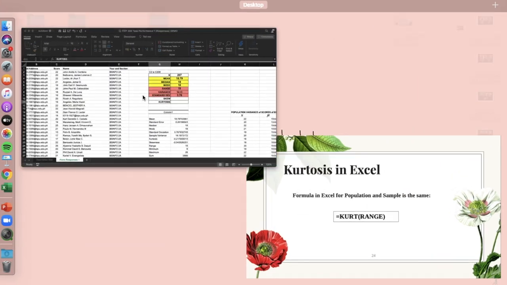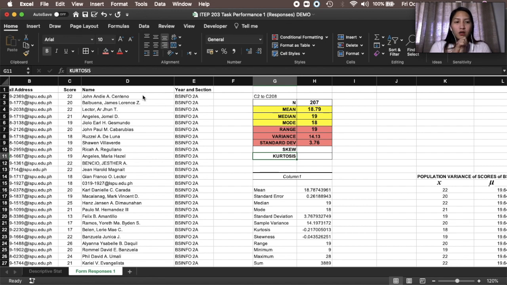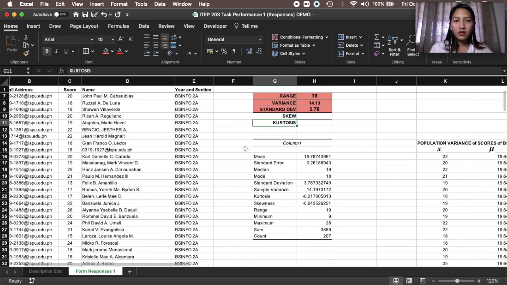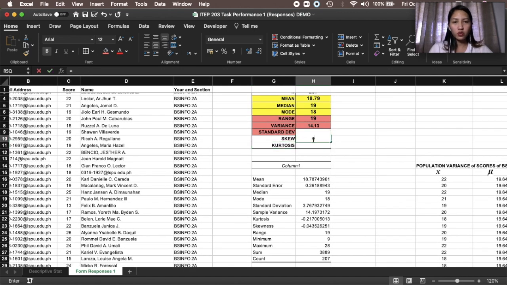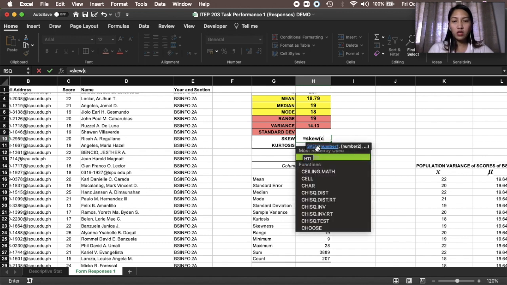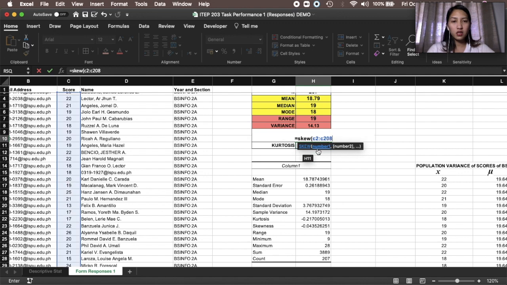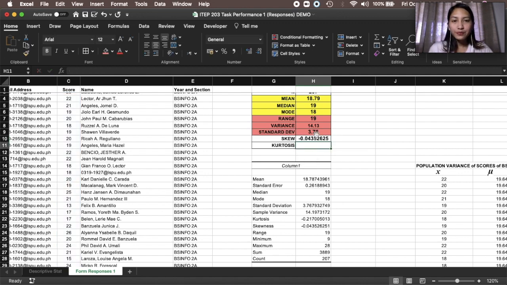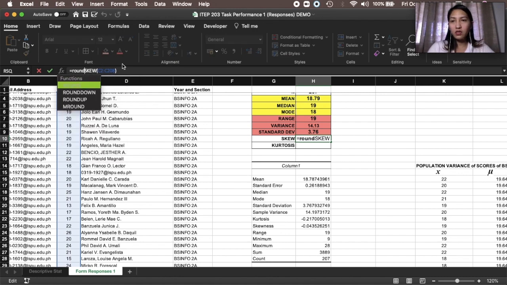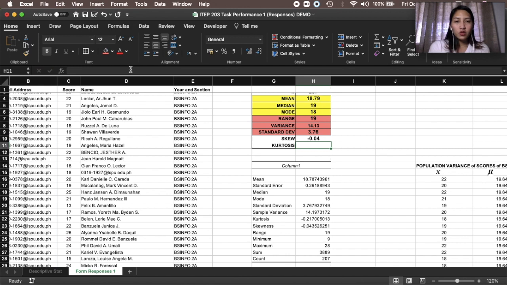So again, in our example dito, to get the skew, all you have to do is to type in our formula skew, and then yung range, C2 ulit at C208. So, ayan. I-round ko lang siya para mas maayos tingnan. Ayan. So, our skew is negative 0.04.